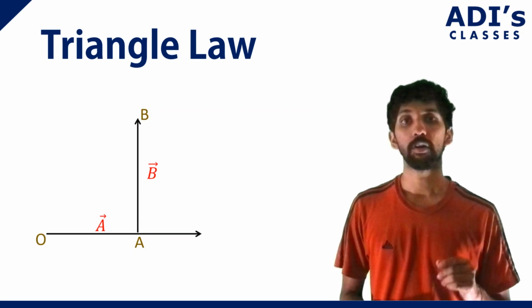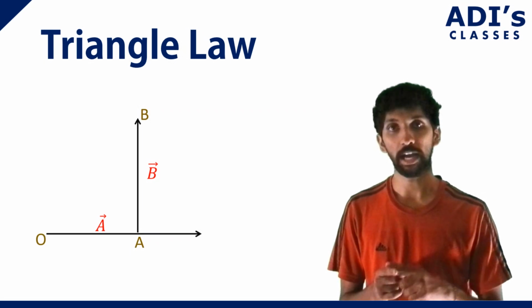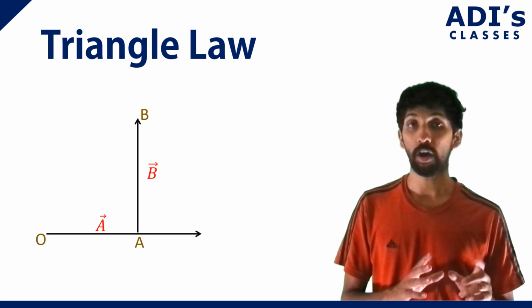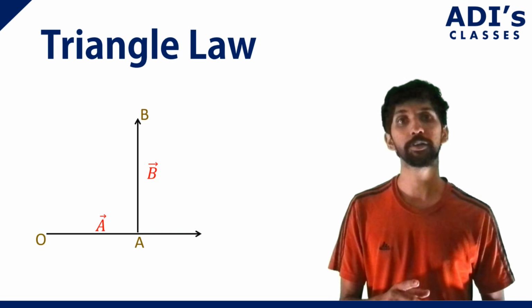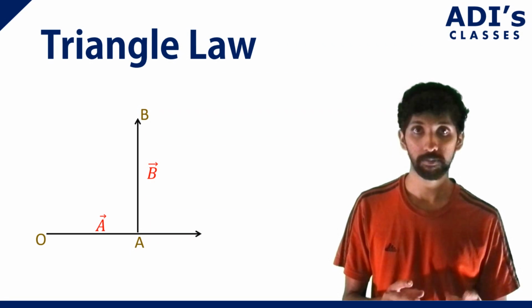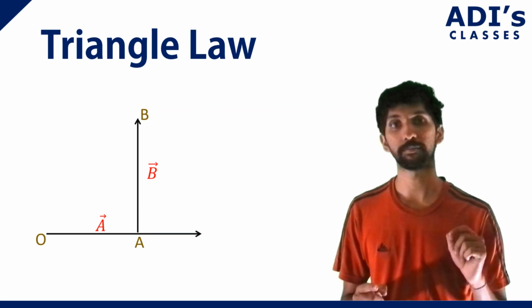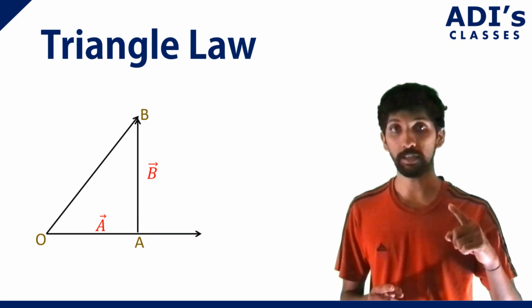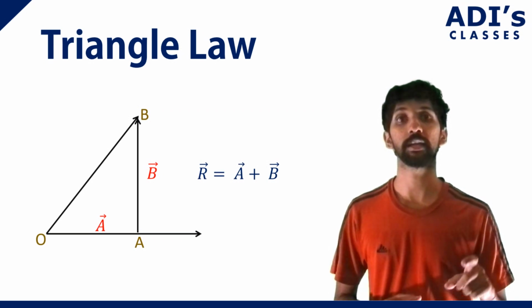Let's say for vector A the initial point is O and the terminal point is A, and you have vector B. How we arrange the vectors is, the terminal point of vector A becomes the initial point of vector B. So OA and then A to B. Now from O to B, if you join a vector, that is the sum of vector A and vector B.